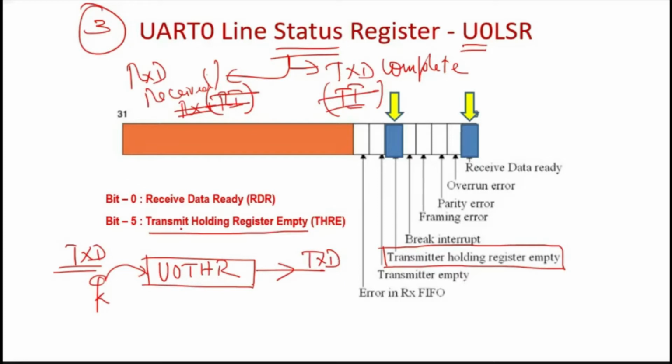So what does this name signify? Transmit holding register empty. I put an 8-bit data into this register. Whenever this register successfully transmits all the 8 bits, whenever this register becomes empty, then that flag will become 1. This is similar to your transmit interrupt flag. So I put some 8-bit data into the transmit holding register, and the microcontroller is serially transmitting the data 1 bit at a time. The moment this register becomes empty, this flag becomes 1.